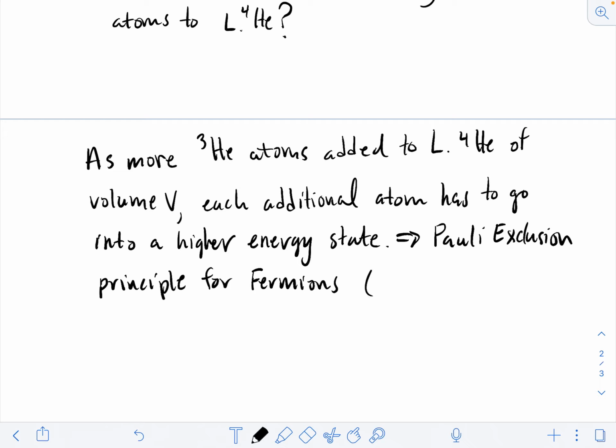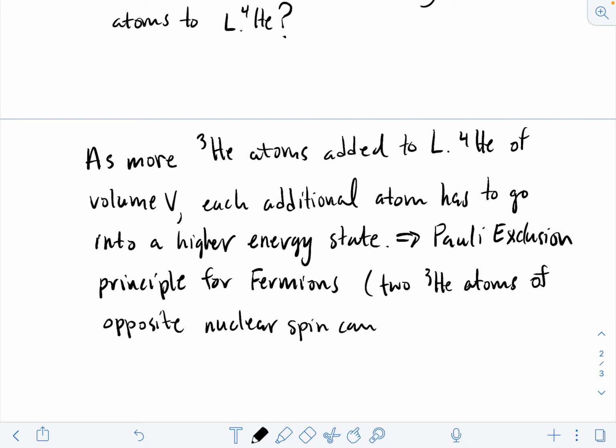So what actually happens is two helium-3 atoms of opposite nuclear spin can occupy the same state. I should have said at most two helium-3 atoms of opposite nuclear spin can occupy the same state.